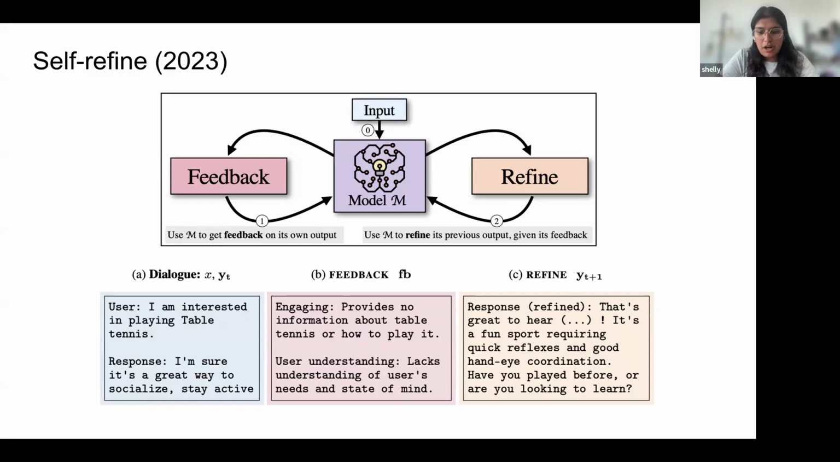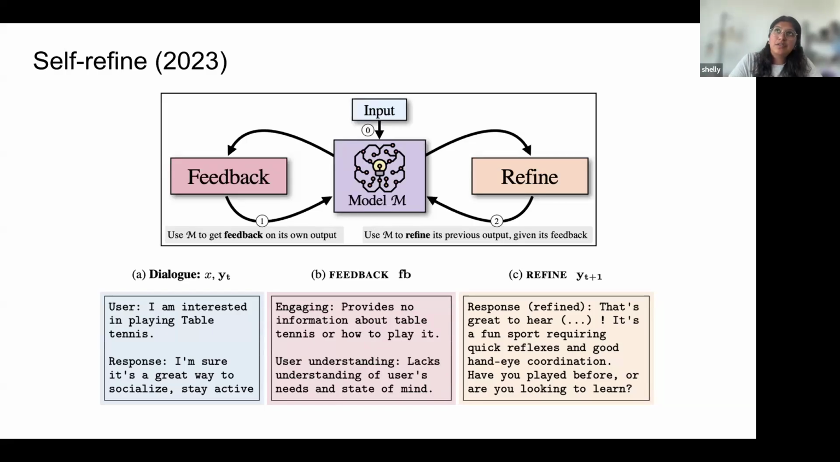And I think a lot of their experiments were on whatever was powering ChatGPT at the time. At the bottom, this is an illustrative example of how that would look in practice. So you have a user talking about table tennis. There's a kind of mediocre response from the model, but then you prompt the model to say, what are the issues with this? What is missing? And it says, oh, there's no information about how to play table tennis and there's a lack of user understanding. And so then the refined response is qualitatively much better.